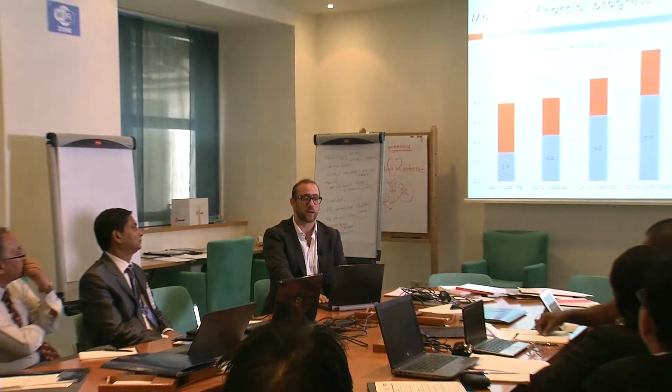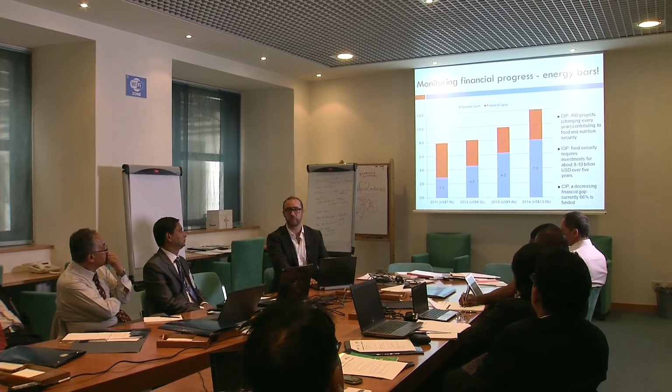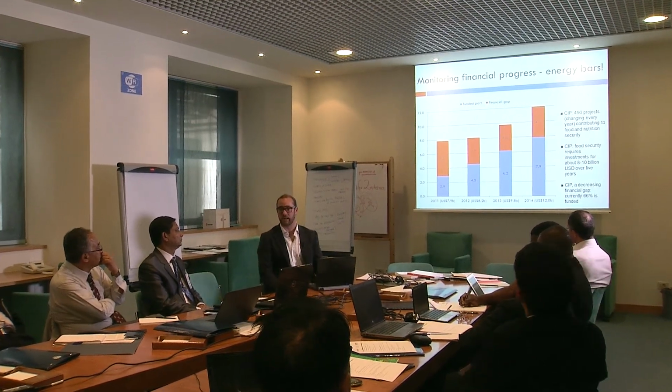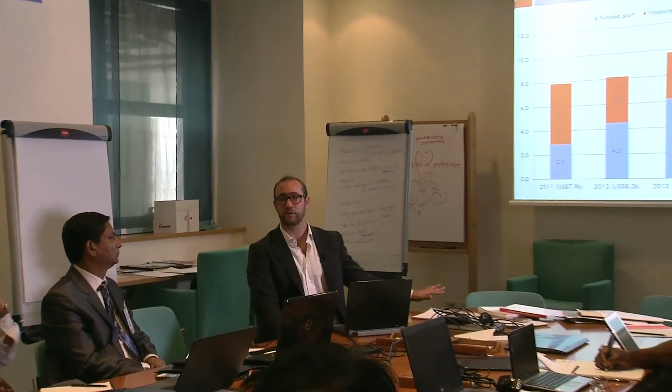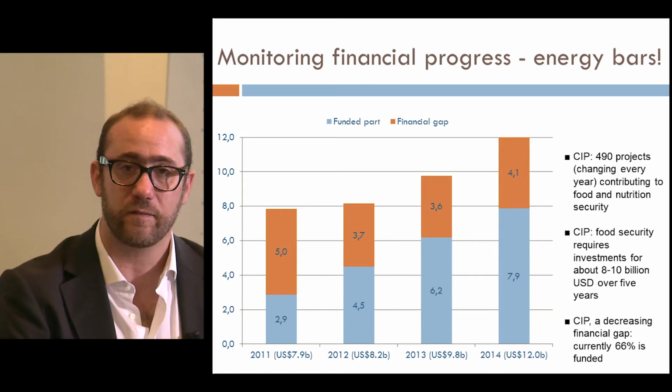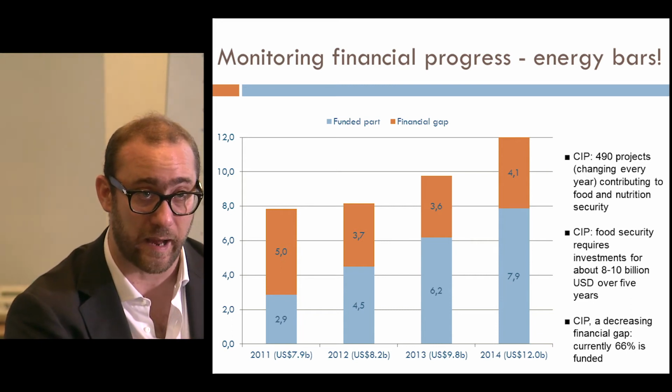Again, I will skip these specific ones because I want to show you how we can interpret the financial progress. As I showed the result, I want to show the financial one. Here we have 4 bars that represent the budget of the CIP at 4 stages. The first on the left is in 2011 at design stage. We had a budget of $7.8 billion, of which 2.9 were funded and 5 was the financial gap.